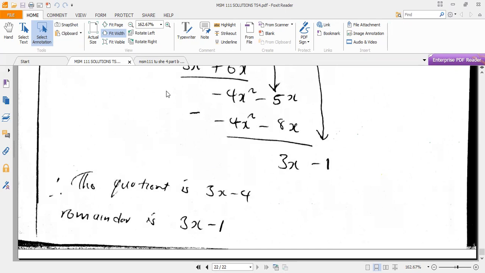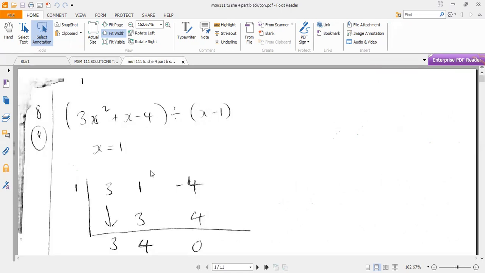So now we go to question 8. So we are done with question 7. We have gone to question 8. Hopefully you guys have the energy. I'm hoping to finish this tutorial sheet today so that the next time we meet we start tutorial sheet 5.